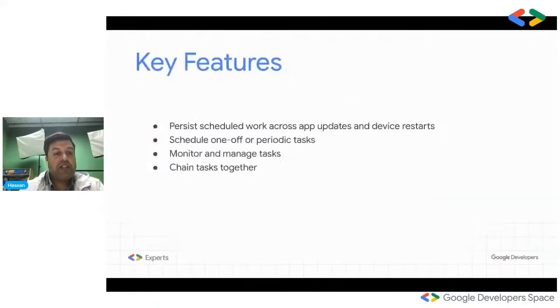So what are some of the key features of WorkManager? It persists scheduled work, as I just explained. You can also schedule one-off or periodic tasks. At the same time, you can monitor and manage tasks. If you think there's a duplicate task, or this task is no longer needed, you can even cancel those tasks. And you can chain those tasks together.